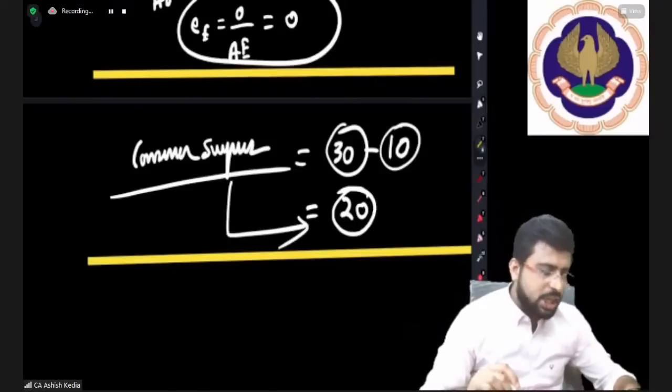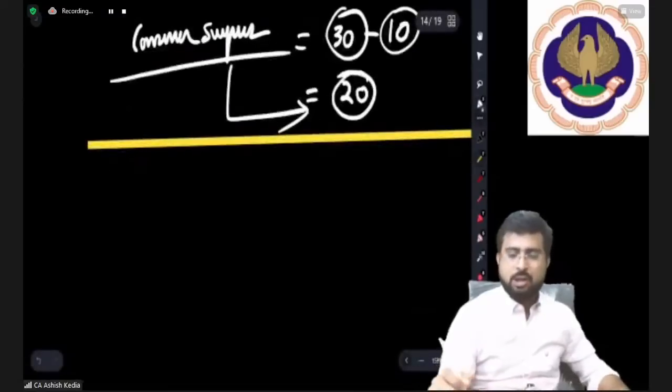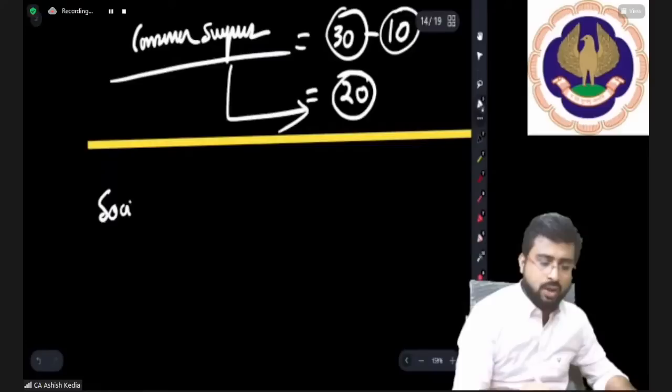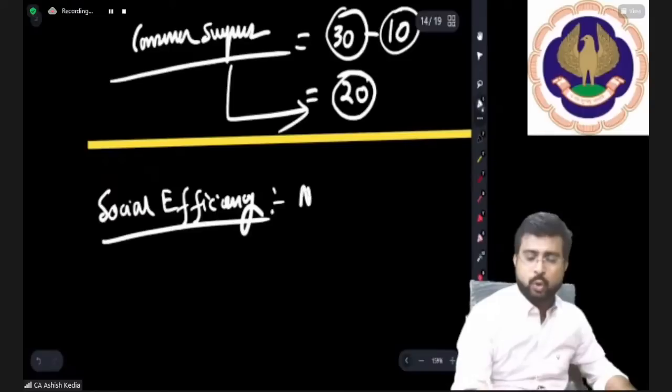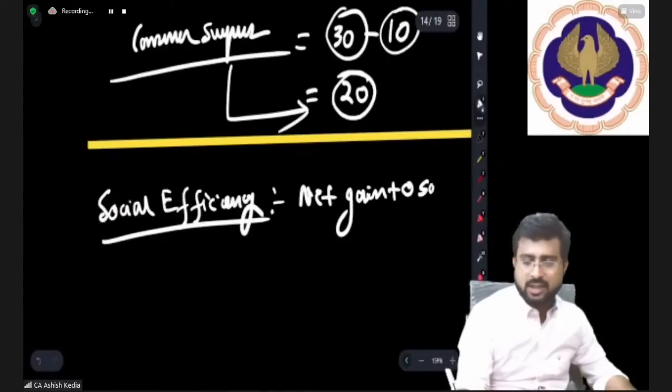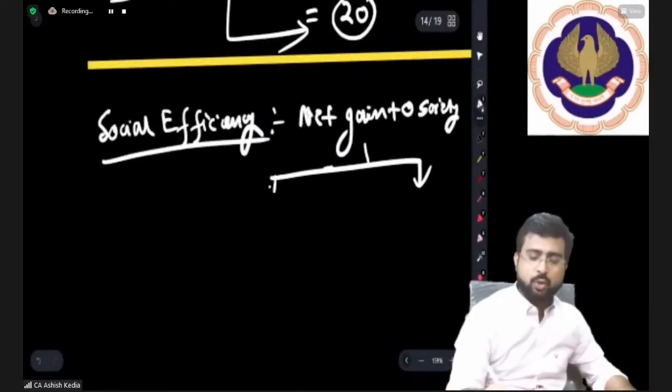And what is social efficiency, sir? Social efficiency basically represents the gains to the society. One of our friends is asking, what is the meaning of social efficiency? Social efficiency means net gain to society, that is, benefit to the producer and benefit to the consumer. I'll give an example.